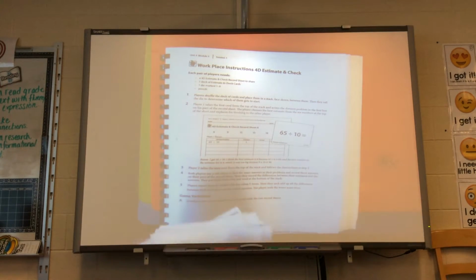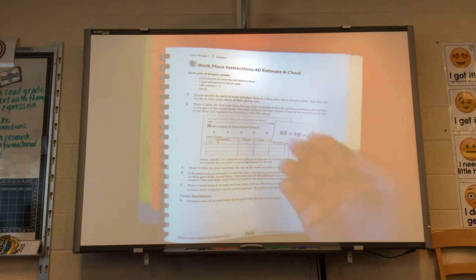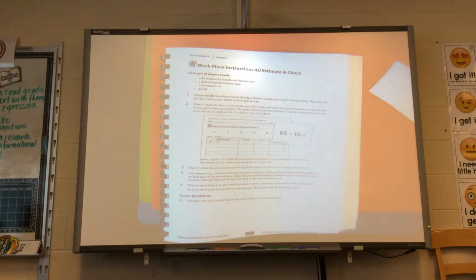You also need a dice that is marked 1 through 6, or just a regular playing dice will do. And each partner needs a pencil. To play the game today, you are going to shuffle the cards, or first create your own cards on paper, index cards, and then place them in a stack face down. You're going to roll the dice to decide who gets to go first. The person with the highest number will go first and be player 1. Okay?